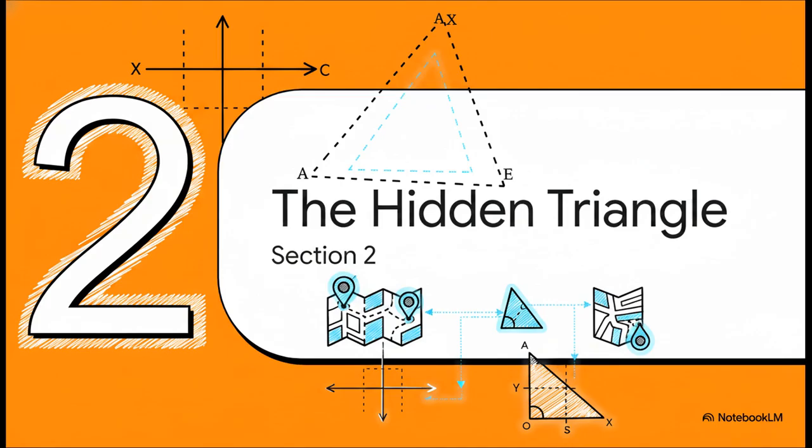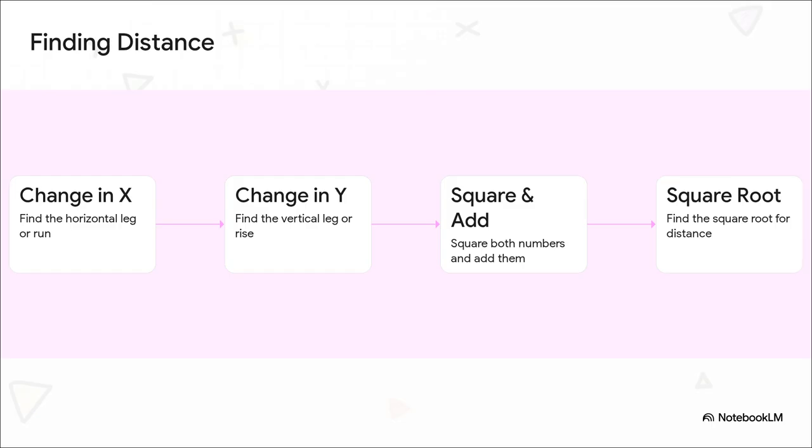Moving right along to part 2, finding the hidden triangle. Okay, let's reveal the secret geometry hiding right there on the map. We have a really simple 4-step rhythm for finding that distance. We are going to treat every single diagonal path like it's the hypotenuse of a right triangle. Step 1, find the change in x, which is your horizontal leg or the run. Step 2, find the change in y, the vertical leg or rise.